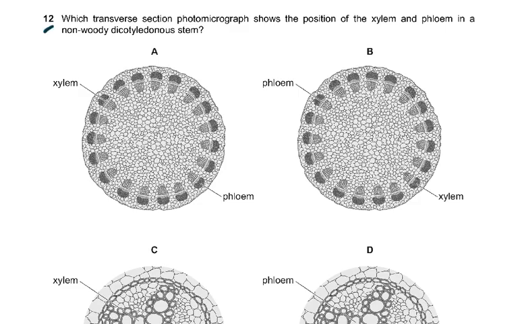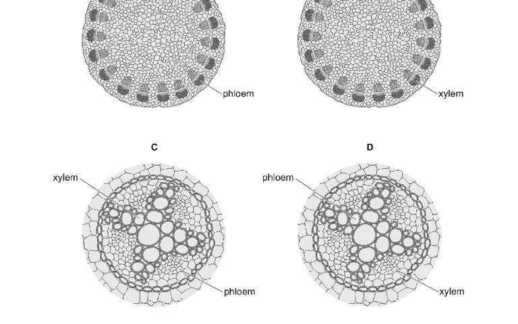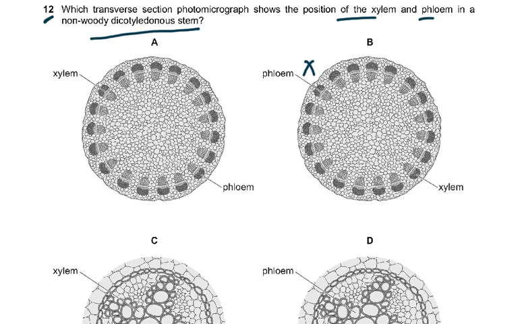Question number 12. Which transverse section photomicrograph shows the position of the xylem and phloem in a non-woody dicot stem? Now you know that the xylem is inside and the phloem is outside. Here the phloem is labeled inside, so this is wrong. Here, what do we have now? Why are C and D going wrong? Because it said in a stem, and these two are diagrams of the root. So they're not the stem. So that is why the answer to 12 is A.